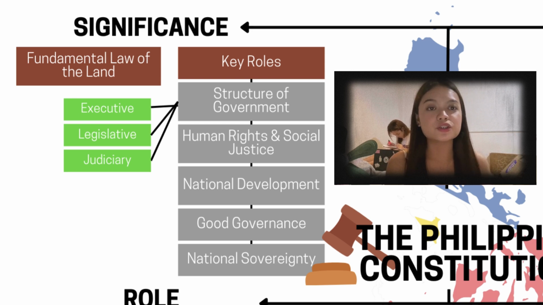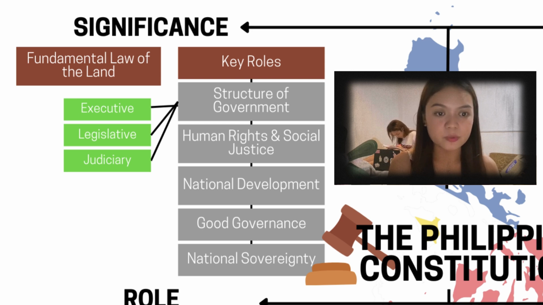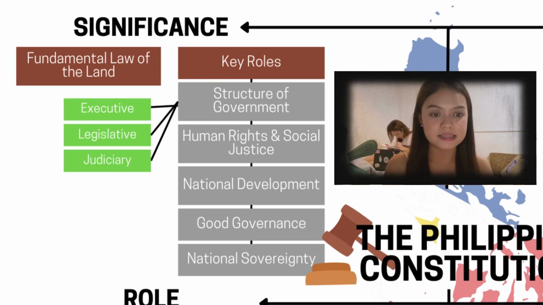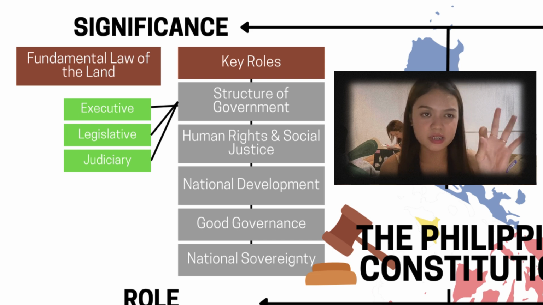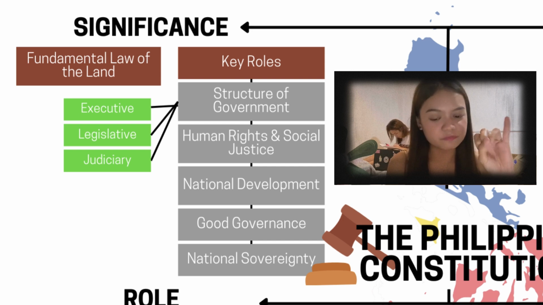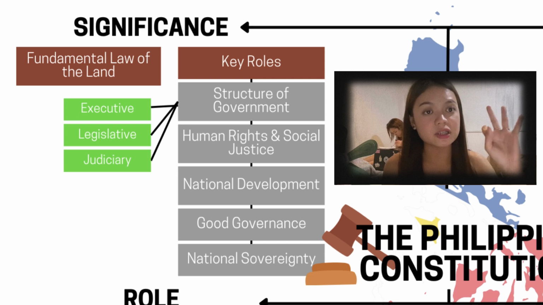The first one is the structure of the government. We have to establish a structure of the government because there is a need for separation of powers in the government to ensure a system of checks and balances. Now, under this structure of government we have three distinct branches: the executive branch, the legislative branch, and the judiciary.